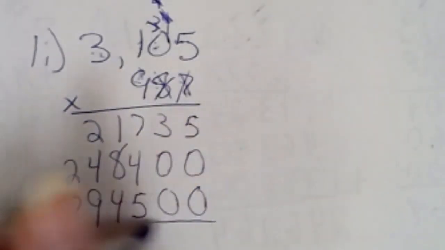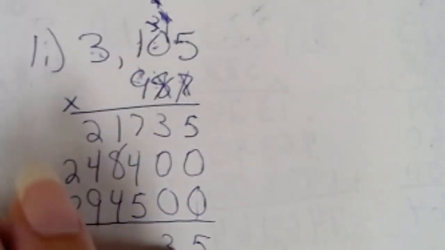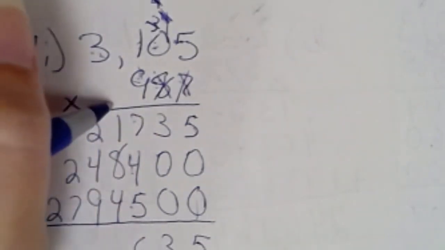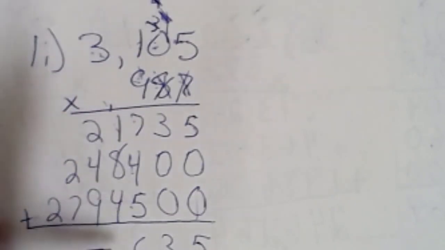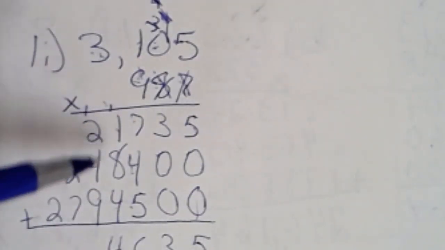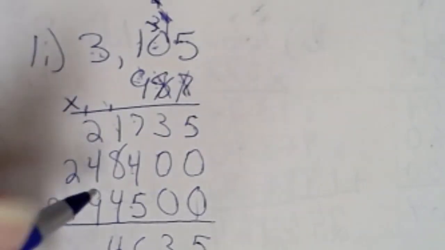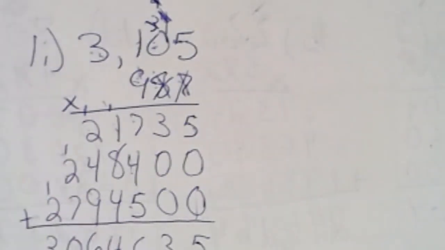We're going to add our partial products together. This is 5, this is 3. 5 and 4 is 9, and 9 plus 7 is 16. We got to carry that 1. 8 plus these 2 is 10, plus 4 more is 14. 9 plus 1 is 10, plus 4 is 14, plus 2 is 16. 16. 7 plus 2 is 9, plus 1 more is 10, and 1 plus 2 is 3. 3,064,635. Oh, y'all couldn't see all that.